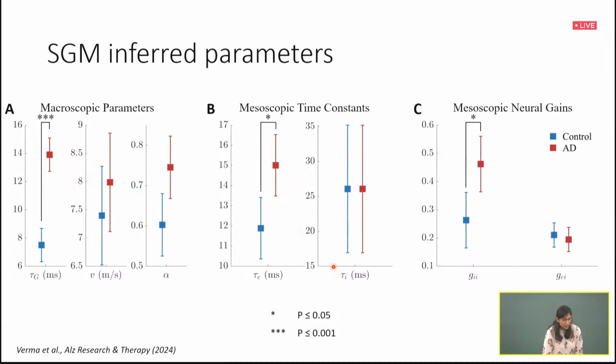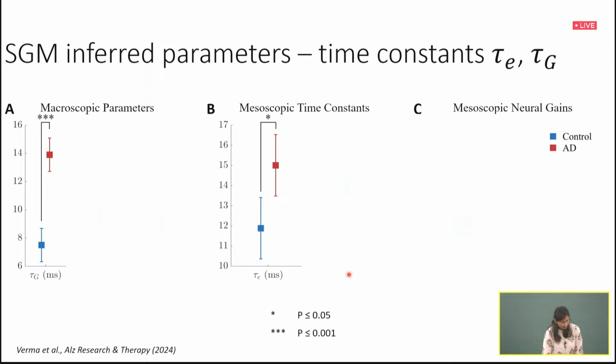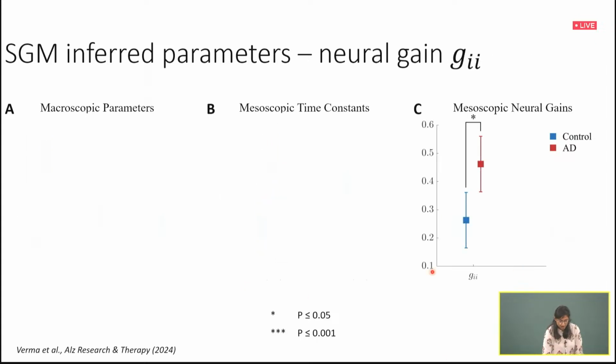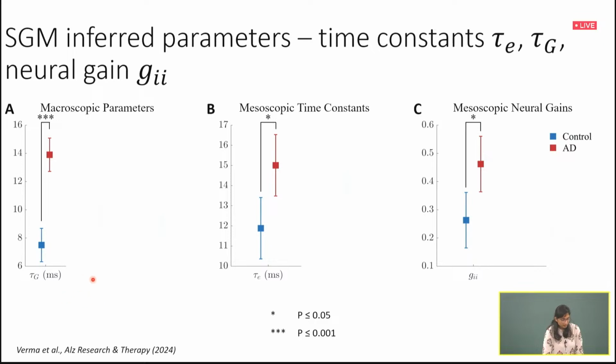So when we compare, we see that some are statistically quite different, and there are two time constants. One is tau g, which is the long range excitatory time constant, and another is the mesoscopic excitatory time constant. They are much longer in Alzheimer's disease, and this inhibitory gain is also higher in Alzheimer's disease. Overall, what these parameters indicate is that there is some abnormality, impairment corresponding to these particular parameters in Alzheimer's disease that might result in the difference in MEG recordings that we see.